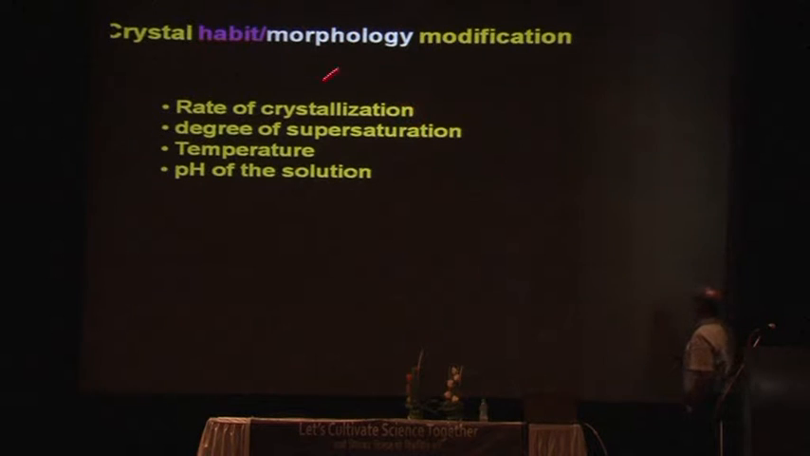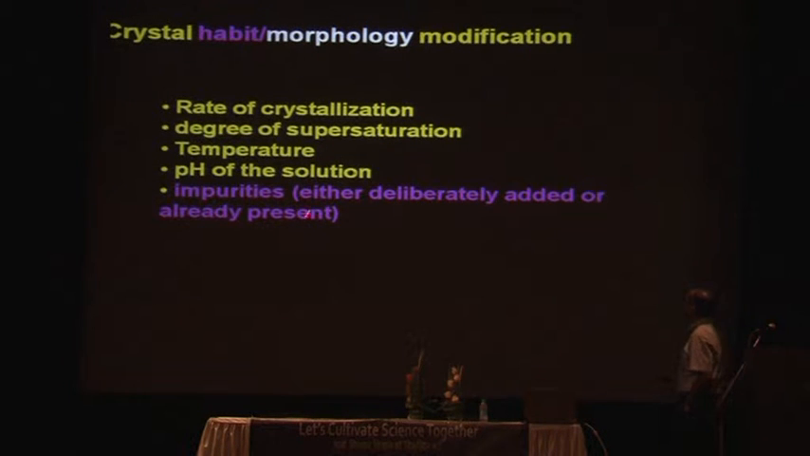Now, this morphology modification that I have talked about, or habit modification, you can achieve by various ways: rate of crystallization, degree of supersaturation, temperature, pH of the solution, and impurities. I have already given you this example of impurities, demonstrated many hundreds of years ago, that sodium chloride can be octahedral if you crystallize it from urine. Urine contains urea, and urea was the impurity. Later on it was established.